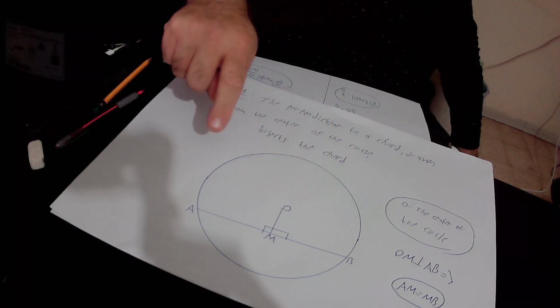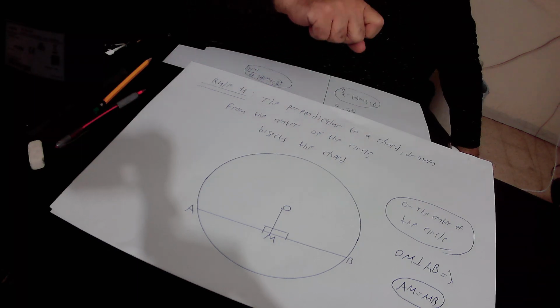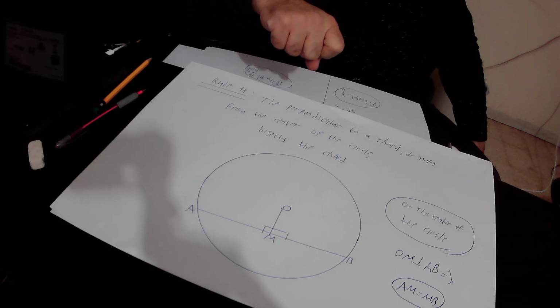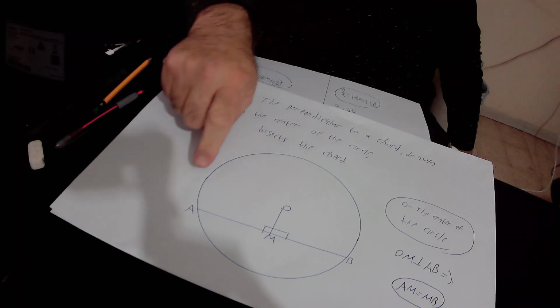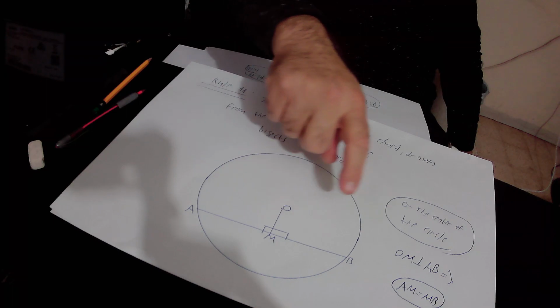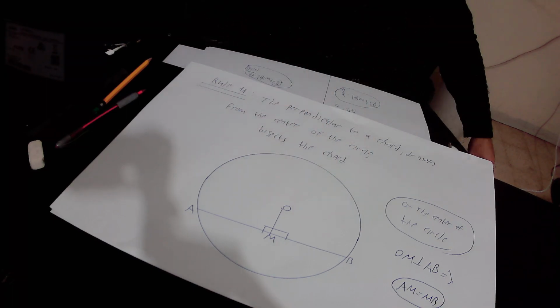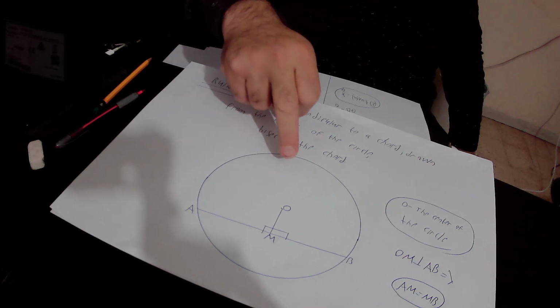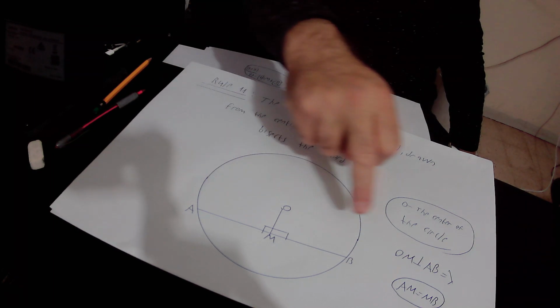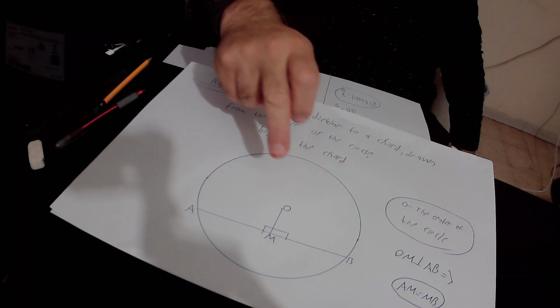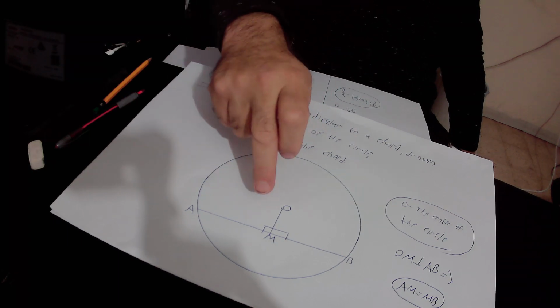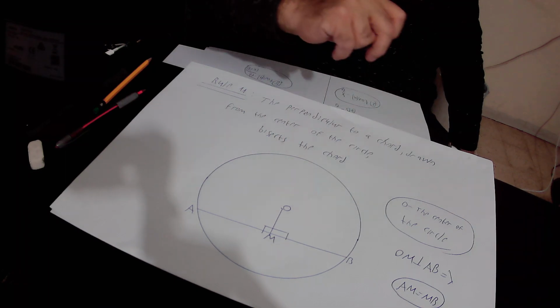OM is perpendicular to AB. Then OM will also bisect chord AB. That is to say, AM will be equal to MB. So whenever we go perpendicular from the center of the circle towards any chord, it will also bisect the chord. In this case, because OM is perpendicular to AB, OM will also bisect AB. That is to say, AM equals MB.